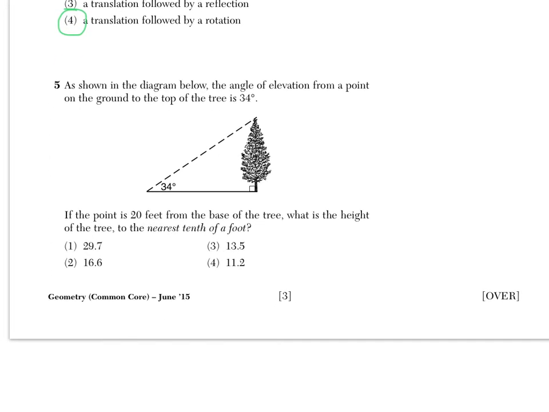Question 5 says, as shown in the diagram below, the angle of elevation from a point on the ground to the top of the tree is 34 degrees. So angle of elevation means look up. And it says from a point on the ground. So we look from the ground up to the top of the tree is 34 degrees. If the point is 20 feet from the base of the tree, the bottom of the tree to the point is 20 feet. What is the height of the tree? So my goal is to figure out this height here.